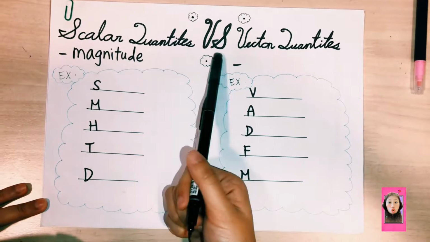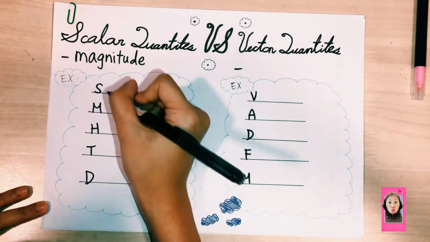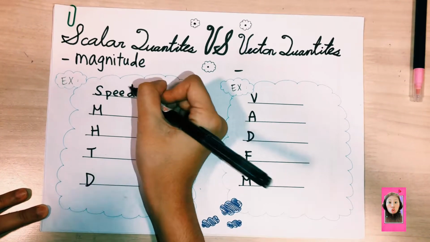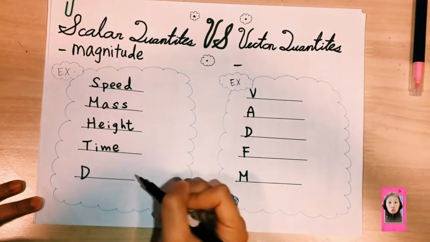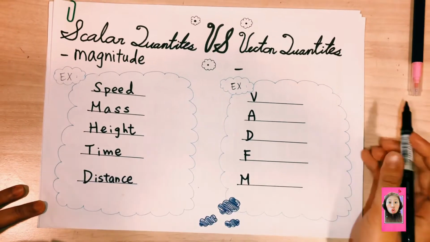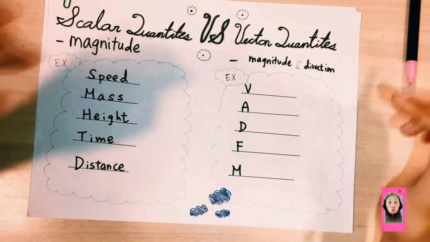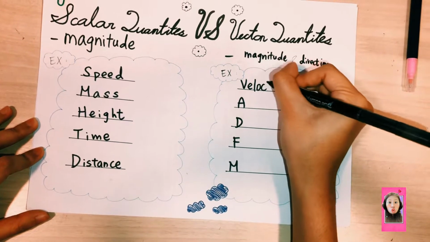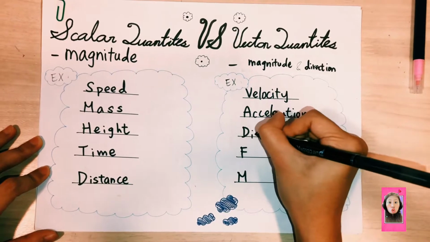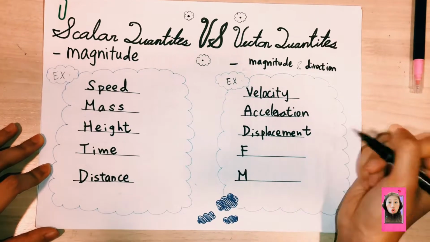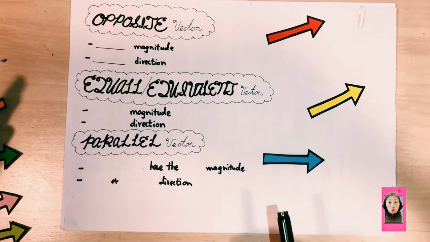Scalar quantities versus vector quantities. Scalar quantities only have magnitude, such as speed, mass, height, time, and distance. Vector quantities have magnitude and direction, such as velocity, acceleration, displacement, force, and momentum.